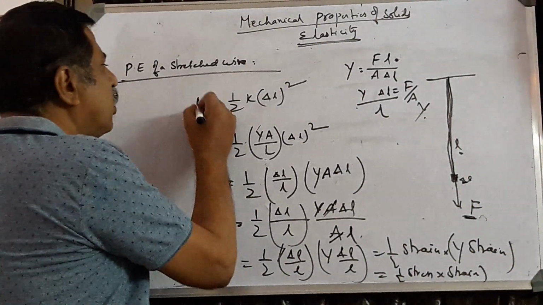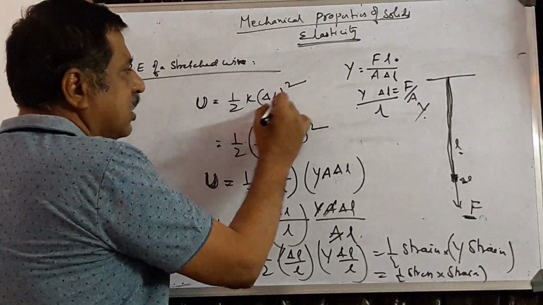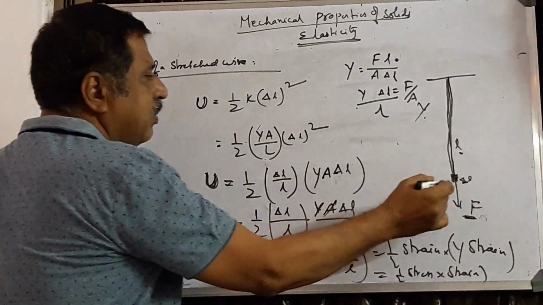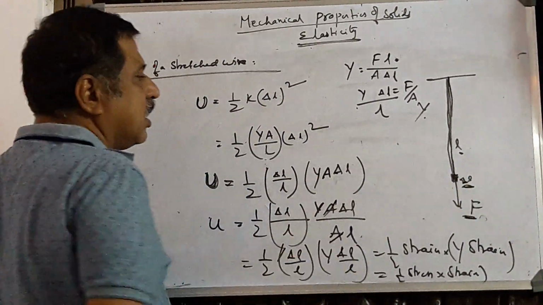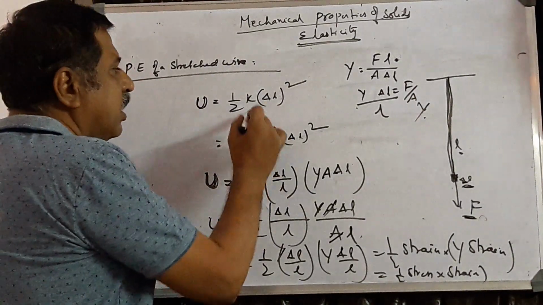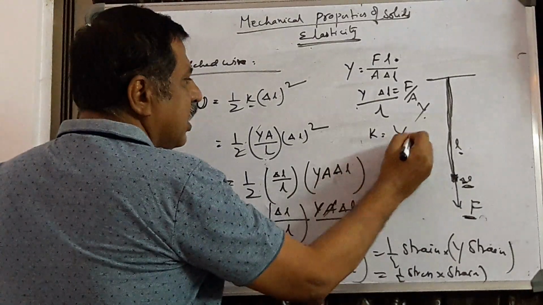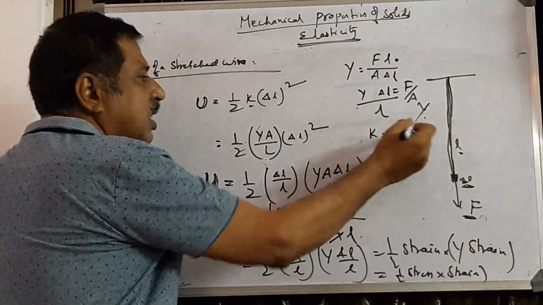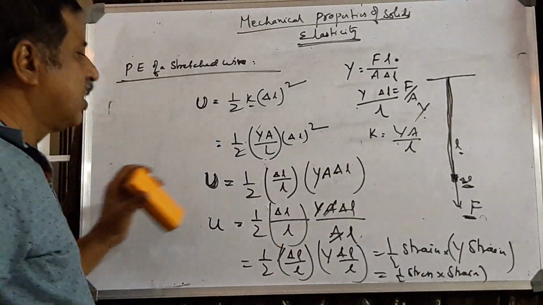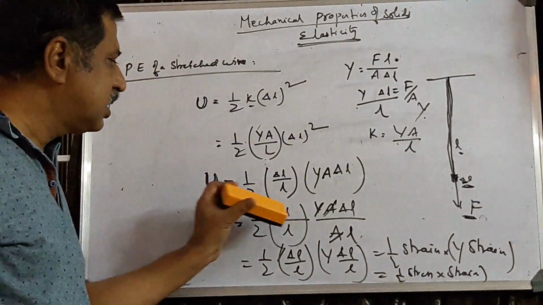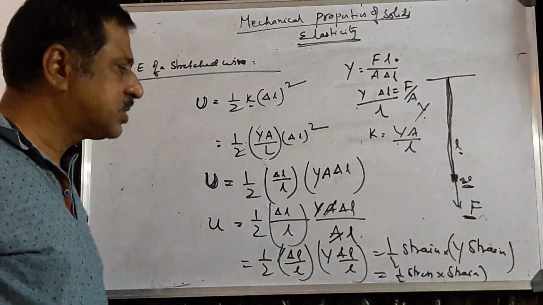U is equal to half k x square, or k delta x square. Here delta x means delta L, whole square. The spring constant of a wire is YA by L, with Young's modulus Y and area of cross section A. Now we substitute that, and after simplification we get half stress into strain.